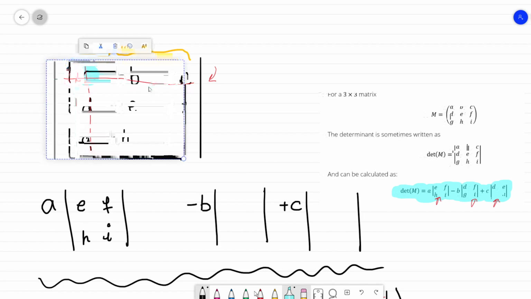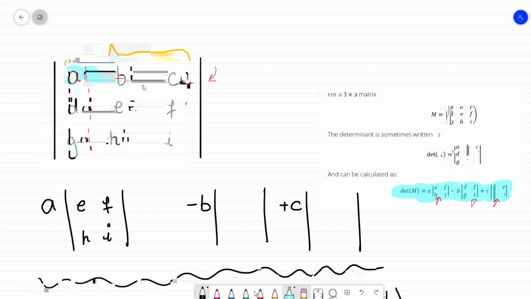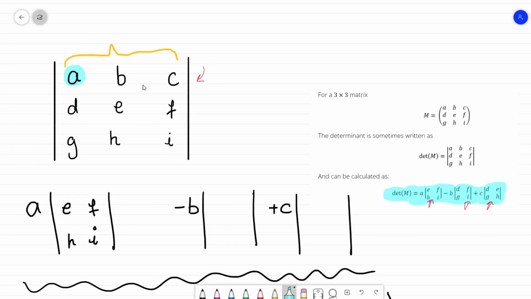So if we do the same with B, and we highlight B, and then we get rid of the row and the column again, we're going to get a matrix formed from D, F, G, and I.